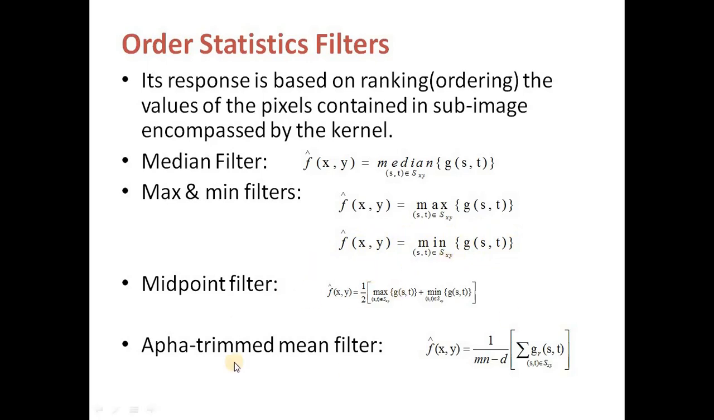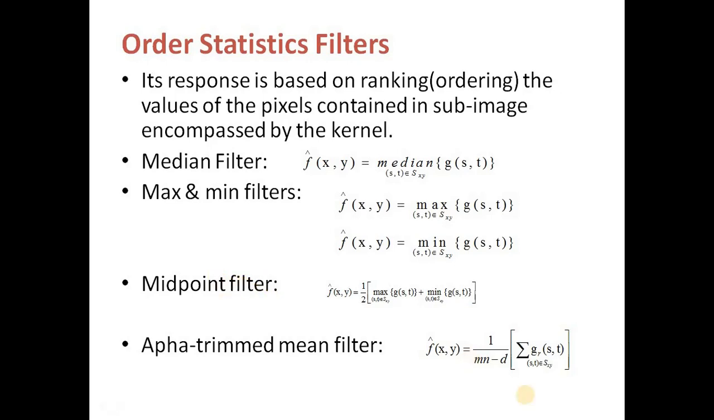The midpoint filter, as you can see in the expression, finds the midpoint between the maximum intensity and the minimum intensity in the sub image encompassed by the kernel, and it assigns that to the center pixel xy of the resulting image. So the midpoint filter is something in between an order statistics filter and an averaging filter, and it is particularly helpful in reducing random noises like Gaussian and uniform noises.